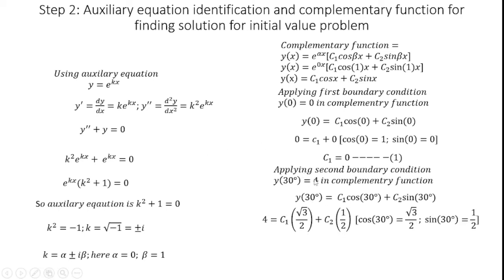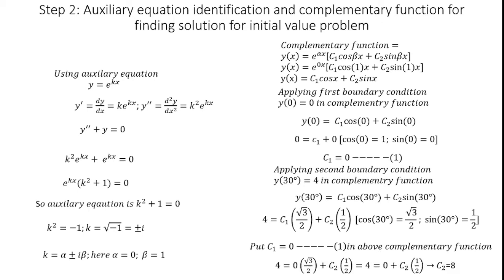Here y of 30 degree is equal to 4, so that I can substitute here 4 is equal to C1 cos 30 degree. From the trigonometry table I can get cos 30 degree is equal to root 3 by 2. I can substitute the same value here plus C2 sin 30 degree, which is 1 by 2, so that I can substitute here C2 into 1 by 2. And then in the previous step I identified C1 is equal to 0 from the first boundary condition results. So put C1 is equal to 0 in the above complementary equation for identifying the C2 value.